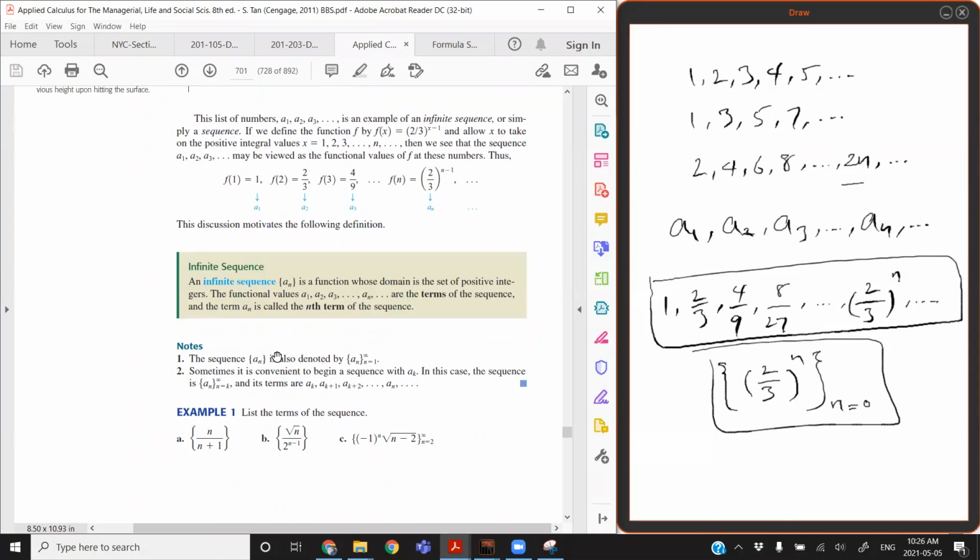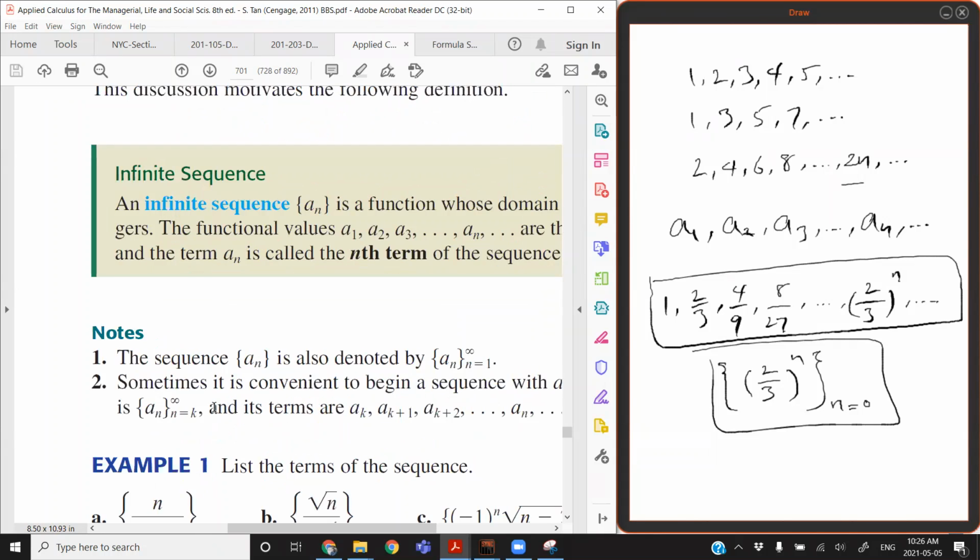So here you have a couple of notes. It says the sequence a_n is also denoted by this. So I can just use curly braces, put the general term inside, and then I can indicate where n begins. n could begin at 0, n could begin at 1, and then it goes on forever to infinity. So that's why it's called an infinite sequence, because it's a list that never ends.